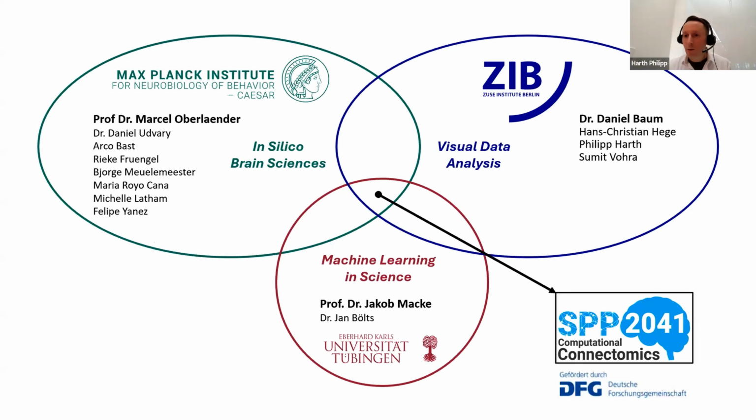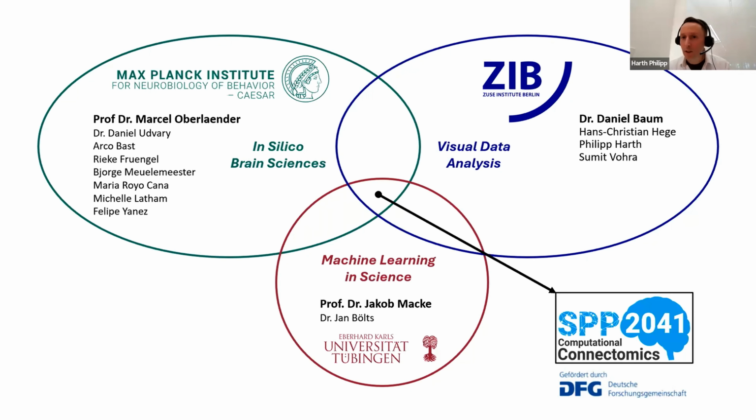Let me give you some background about the project that I'm working in. It's a cooperation project between 3 labs: the Max Planck Institute for Neurobiology of Behavior in Bonn, and specifically the in silico brain sciences group of Professor Marcel Oberländer. They're doing experimental neuroscience, but also computational neuroscience, trying to understand the neural basis of behavior. We're also cooperating with a machine learning group in Tübingen, headed by Professor Jakob Macke, who is developing machine learning-based inference tools for the natural sciences.